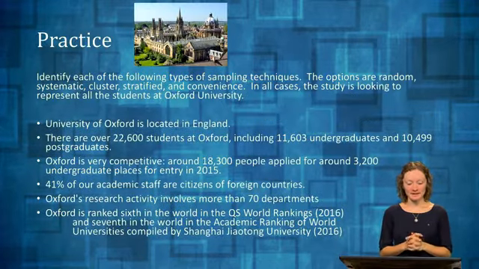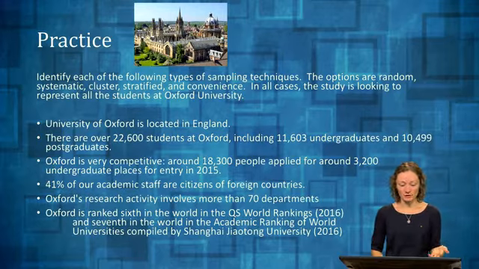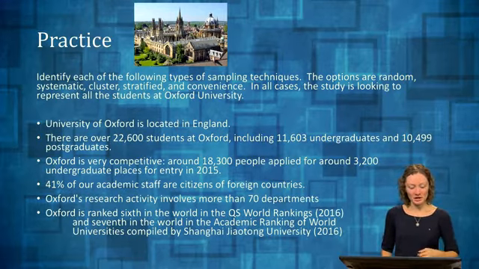Okay, so for our practice, all of the questions are going to be around collecting data from students at the University of Oxford. So I've got some information here. This is a university located in England. There are about 22,600 students there, 11,000 undergrads and 10,500 postgraduates. It's a very competitive school.